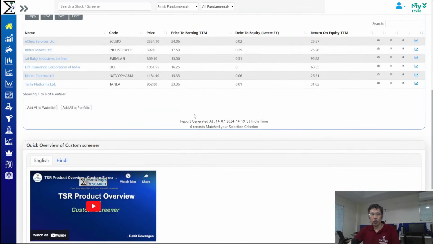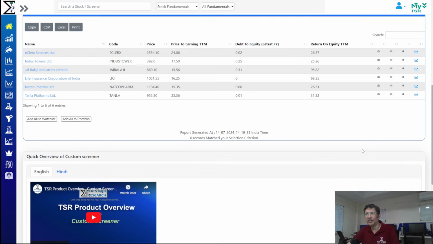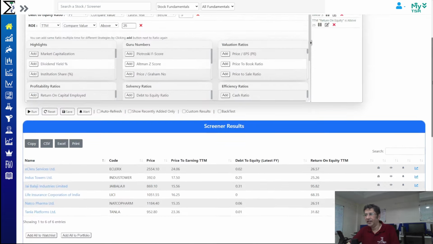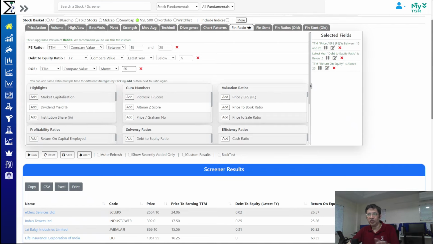How many stocks are there? So basically, looking at three important criteria, we get only six stocks, right? So this is how you can save a lot of your time and get to what exactly you are looking at. Such research would normally have taken a lot of time, right? But using this custom screener, it's a matter of a few seconds or less than a minute, right? So that's the idea of this particular screener.